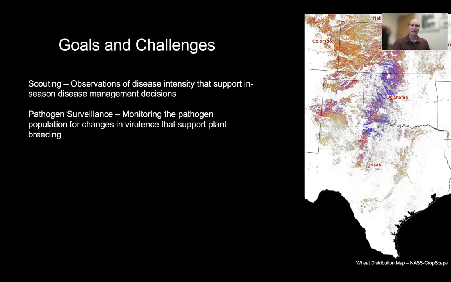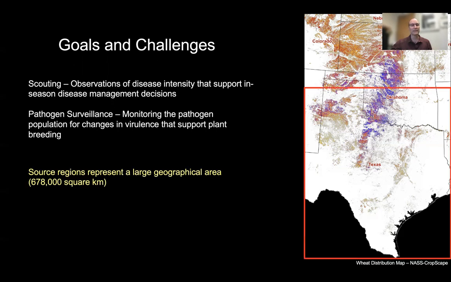We also have an additional goal as plant pathologists within this region of pathogen surveillance. By pathogen surveillance, I'm referring to efforts to monitor the pathogen population for changes in virulence, in an effort to support the wheat breeders in their effort to try and better control these diseases through genetic resistance. Any information we can provide these wheat breeders on sources of resistance that appear to be showing weaknesses to the current pathogen population helps them inform their own crossing and breeding processes.